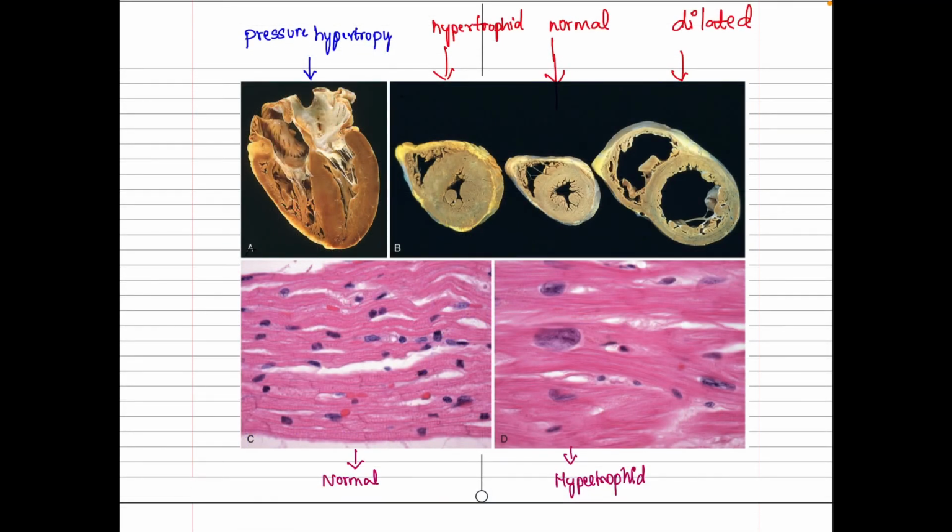As we can see in this picture, figure A is a hypertrophied left ventricle, and the first figure in B is a hypertrophied left ventricle without dilation. This is the normal left ventricle, and this is a dilated left ventricle, and this is the normal arrangement of myocytes with the normal size of the cells, and this is the hypertrophied cells with increase in size of the cells, and there is increased DNA within these cells.